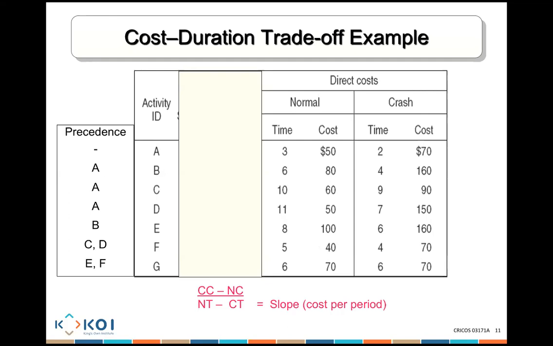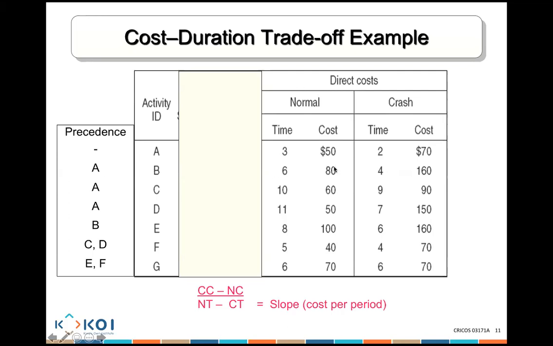Now, if I was to crash my activity, I could finish activity A in 2 days. That's the shortest possible time I can finish activity A. If I finish it in 2 days, it's going to cost me $70. If I finish it in 3 days, it's going to cost me only $50. Activity B, if I finish it in 4 days, it'll cost me $160. If I finish it in 6 days, it'll cost me $80.